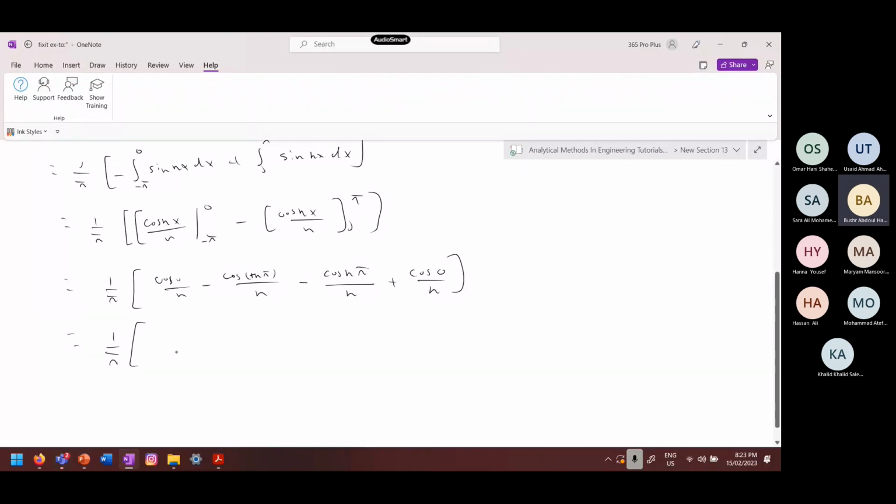Simplifying 1 over pi, cosine 0 over n. What's cosine 0 over n? It's 1 over n. Minus cosine n pi, negative 1 to the power n over n, minus the same thing, negative 1 to the power n over n, plus cosine 0, which is 1 over n, all times 1 over pi.